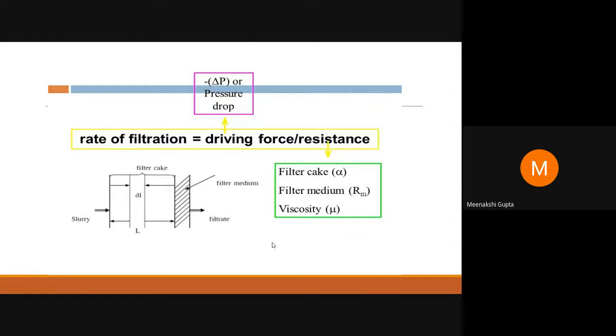Okay, now in this we can see driven force is delta P or pressure drop, and resistance is just because of filter cake, filter media and viscosity. So these three parameters, that are viscosity of liquid, the filter cake and the filter media, all these three are the parameters which will affect the resistance, or they are responsible for creating a resistance during the filtration process. Okay.